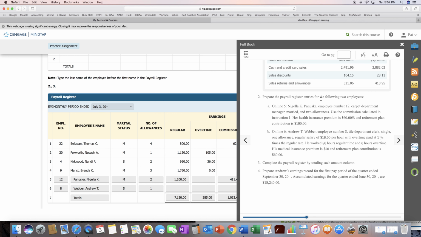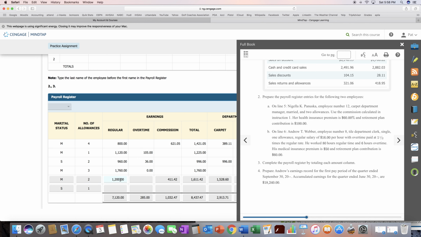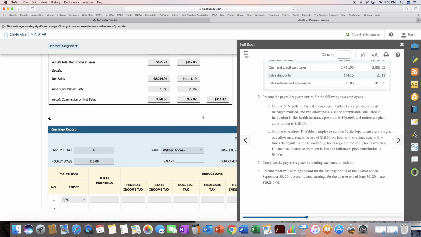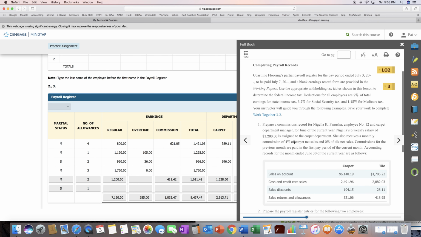It says prepare the payroll register. So line 5, we have this information. This is supposed to be another dollar sign, but this is what I put in. I already put her name in and then his name in for this 8. And we put the information in for her. $1,200 was her salary. She made $411, if you remember, which we just figured out, in commissions. So that's where we're getting that. This is the number she got in her salary.